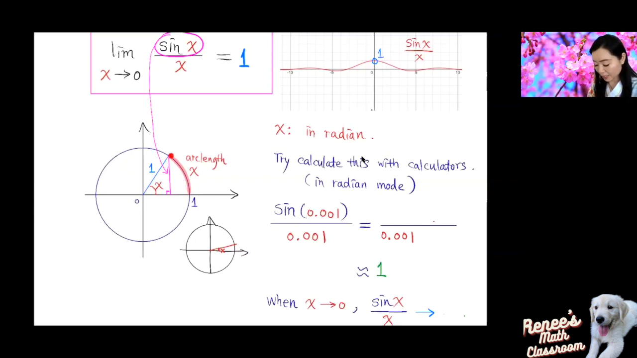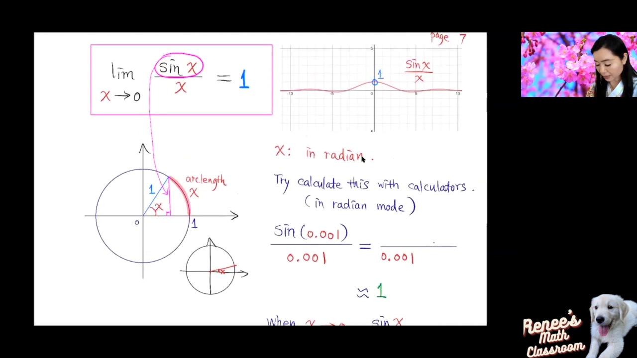Okay, so this arc length will be x. So sine x here is the pink one over here, because opposite over hypotenuse is sine. So opposite here over 1, so this is sine x over here. So sine x is this pink one over here. X over here, you can imagine is this arc length over here.